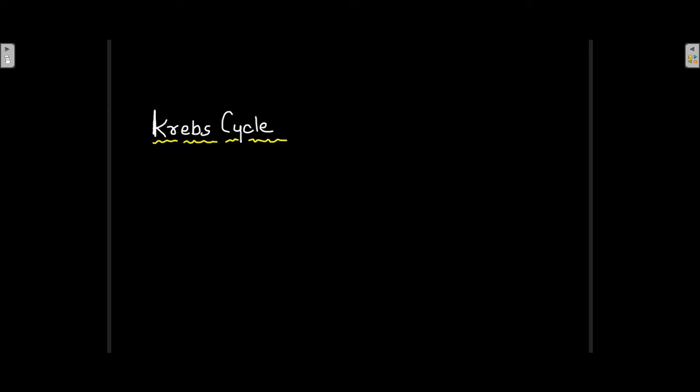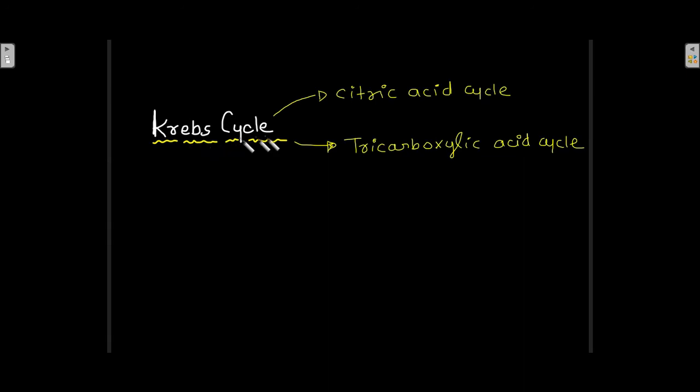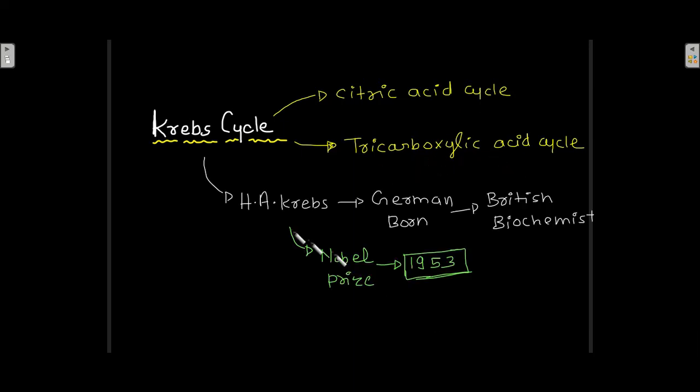Krebs cycle. Now this Krebs cycle is also known as the citric acid cycle and the tricarboxylic acid cycle. It was discovered by H.A. Krebs, a German-born British biochemist, who won a Nobel Prize for this in 1953.